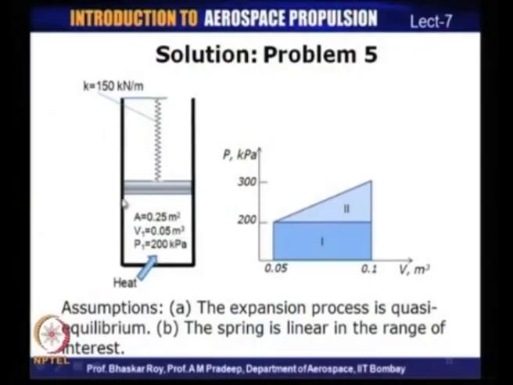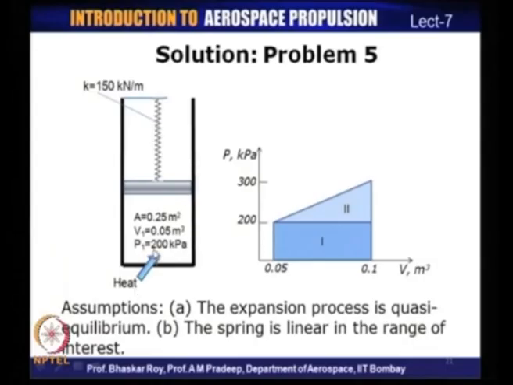So, let us now look at the process diagrams as well as the problem definition in terms of an illustration. Here we have the piston cylinder arrangement. The piston is enclosing a certain gas at 0.05 meter cube volume. It has a pressure of 200 kilopascals, and the area of the piston is also given as 0.25 meter square. Initially there is a spring here which does not exert any force on the piston. The spring constant is given to us.